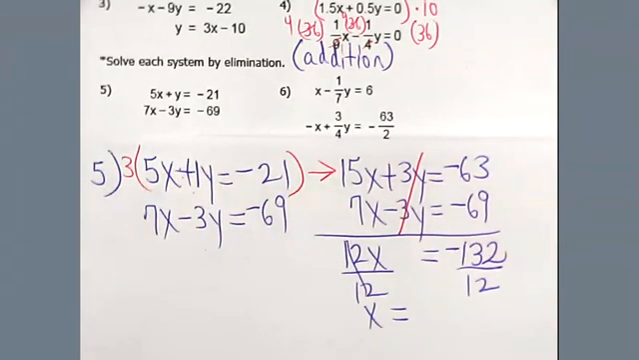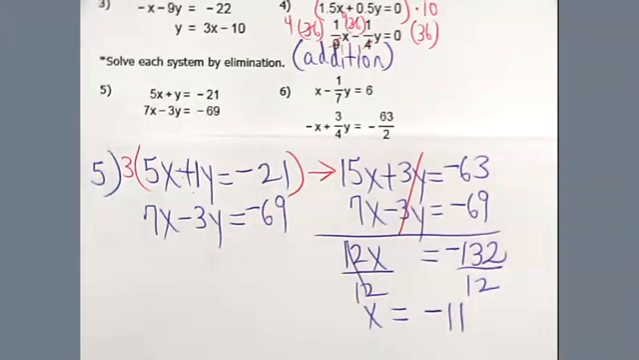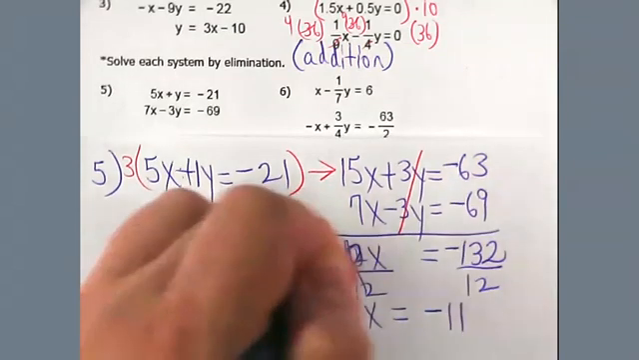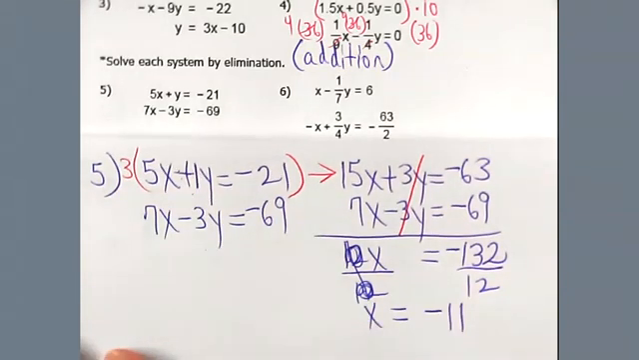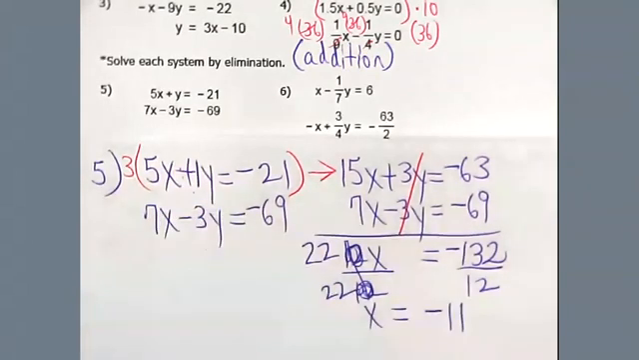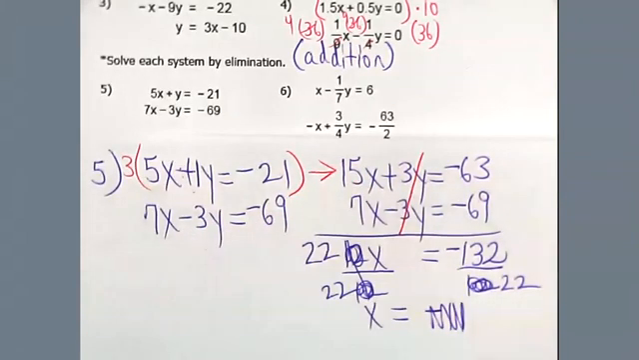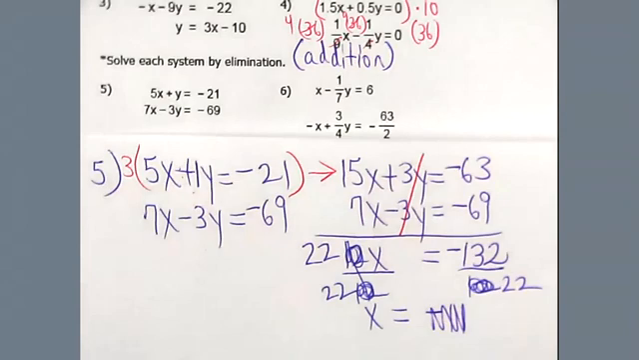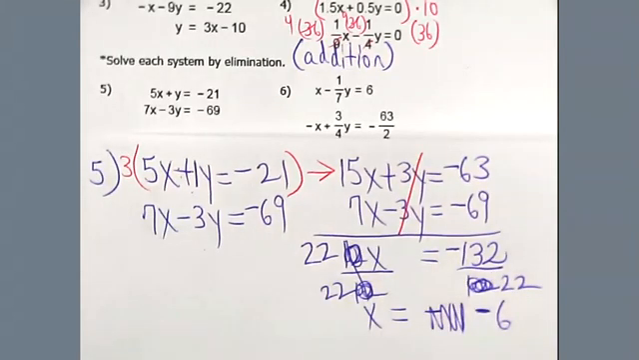So our x-coordinate is negative 11. I'm sorry, I added wrong. Thank you for catching that. I think I was doing some weird subtraction and addition. You're right, it should be 22x. I apologize to all the other campuses. So we're actually dividing both sides by 22. So our x value is negative 6.